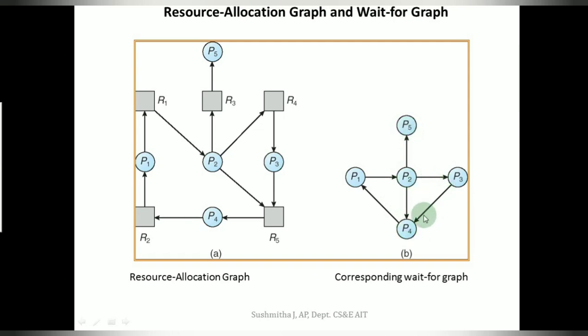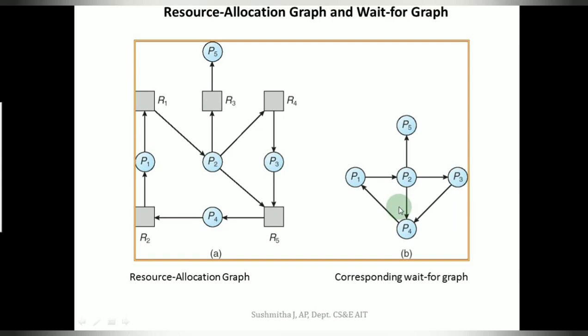Now if there is a cycle, it indicates that there is a deadlock. Definitely you can see a cycle. So all these 4 processes, that is P1, P2, P3, P4, will be involved in a deadlock state. So this is how we will be detecting the deadlock in case of a single instance of resource type.